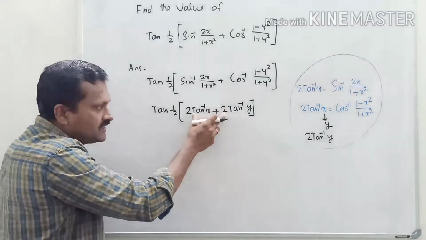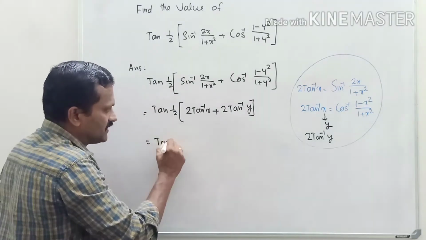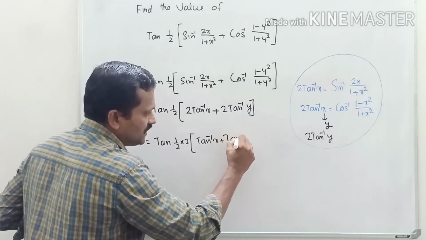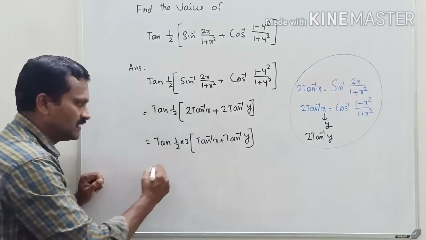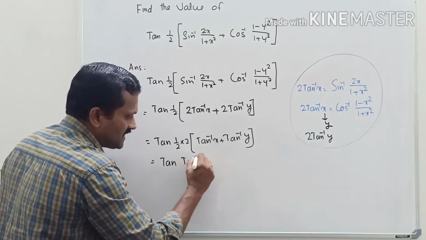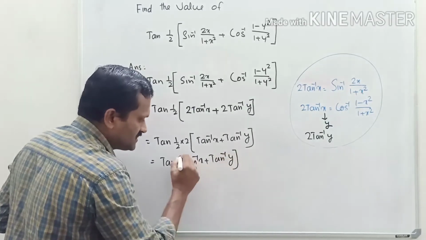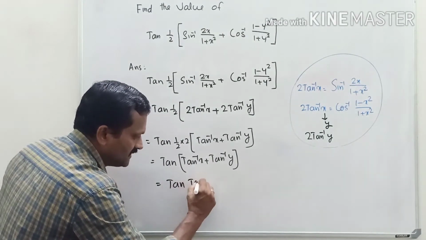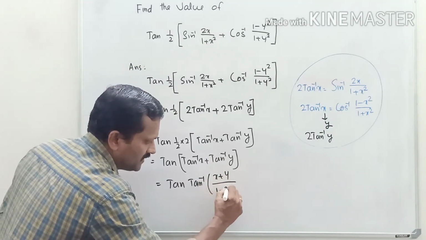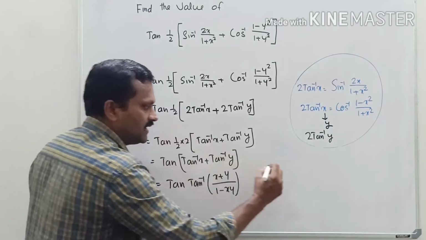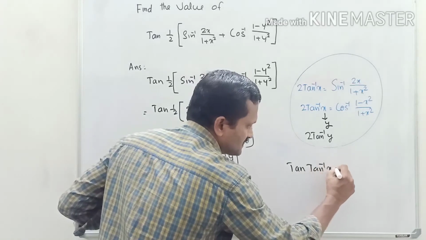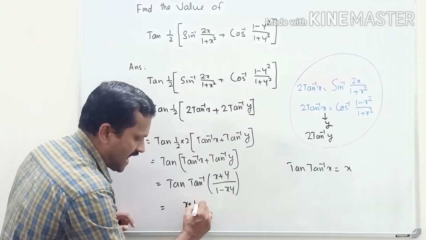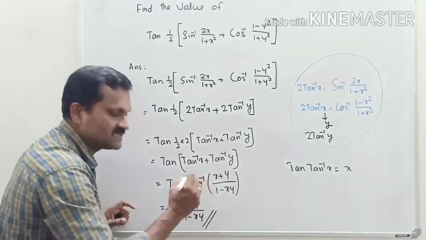Now 2 is common in these two terms, so we can take it outside. Then it becomes tan 1 by 2 into 2 into (tan inverse x plus tan inverse y). Now 2 gets cancelled, remaining tan inverse x plus tan inverse y. It is already studied in property. Tan inverse x plus tan inverse y is tan inverse (x plus y by 1 minus xy). Now, again it is of the form tan of tan inverse of something, which is that something. Here it is x plus y by 1 minus xy. Then the answer is x plus y by 1 minus xy.